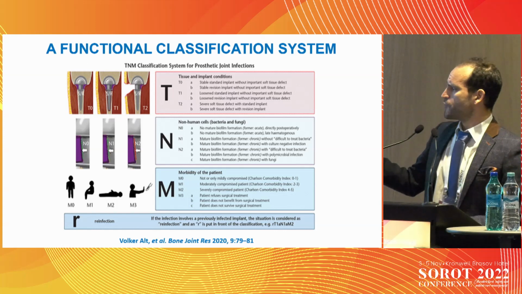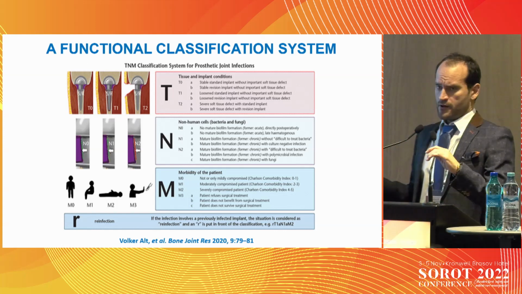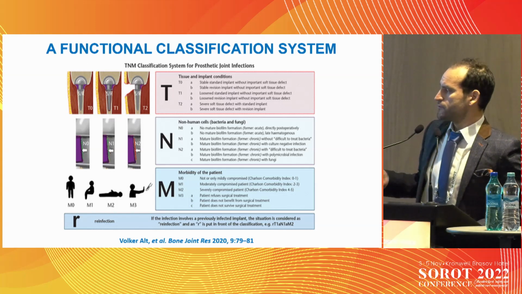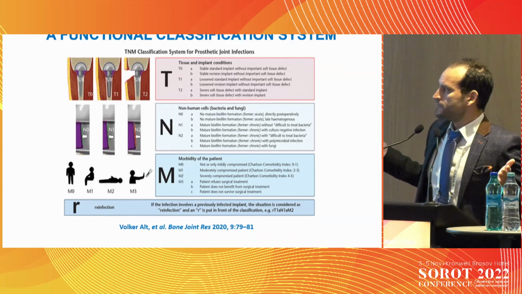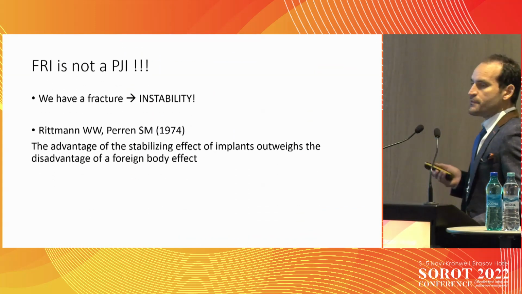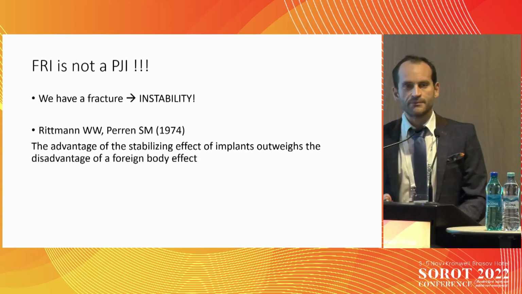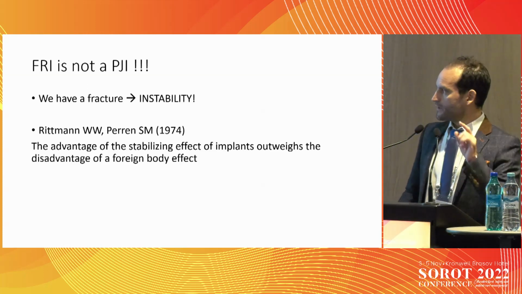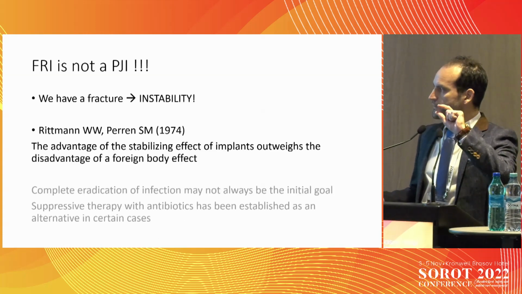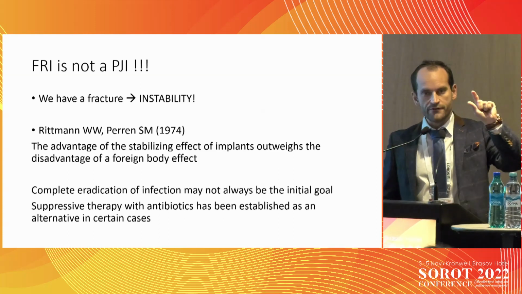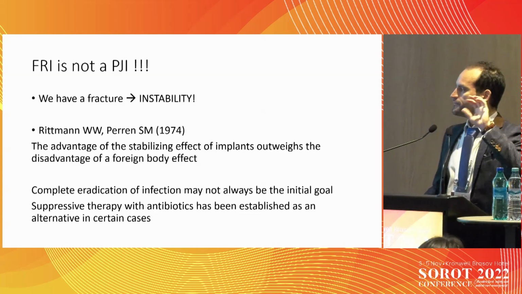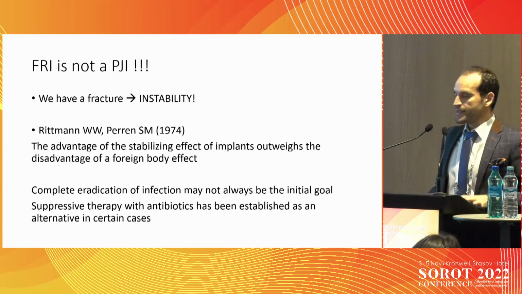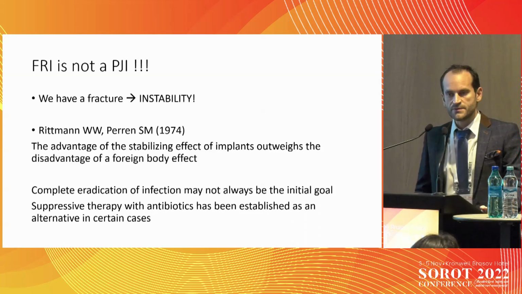And then this is a more recent classification. To be honest, I don't know if this has any practical use. I think it could be more complicated like that. But okay, the future will tell us. You have to remember that an FRI is not a PJI. Why? We have instability. And this is very important, keep this word in mind: instability. Because instability is very, very closely related to infection. Sometimes we also have to consider that a complete eradication of the infection may not always be the initial goal.